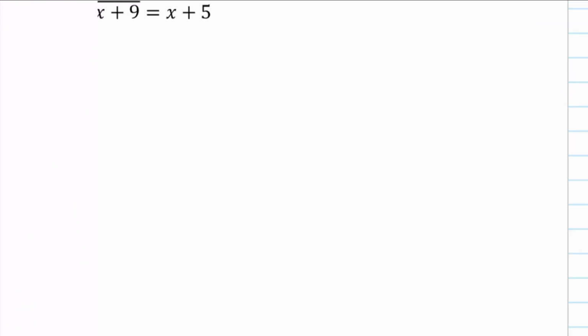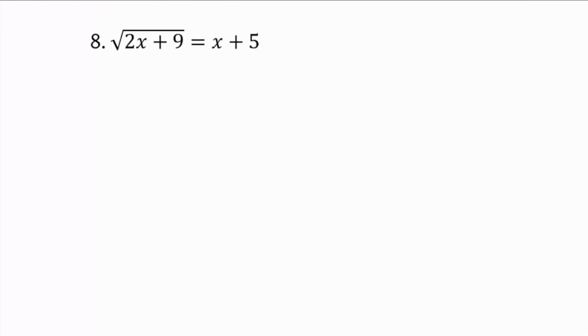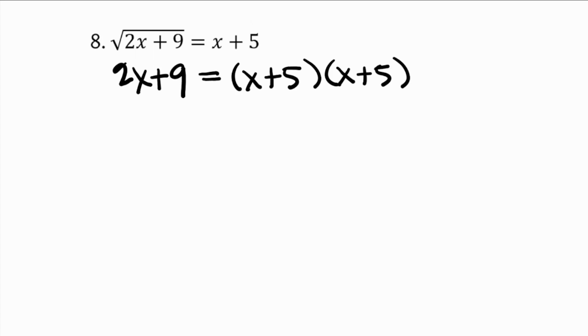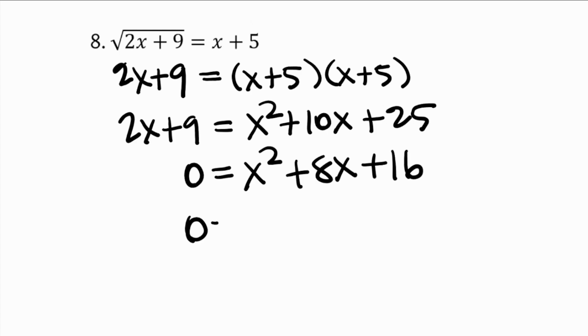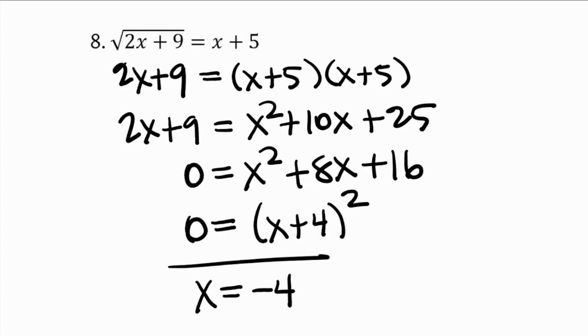I'm going to square both sides at the beginning here. So I'll have 2x plus 9 over here, but I'll have to square x plus 5. So I will say, okay, 2x plus 9 is going to be x squared plus 5x plus 5x plus 25. And then I'm going to set this equal to 0 and hope I'm able to factor. Okay, 25 minus 9 would be 16. This is factorable. And so this is only going to be true when x is -4.